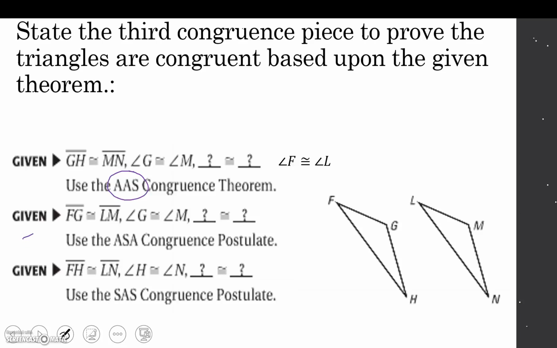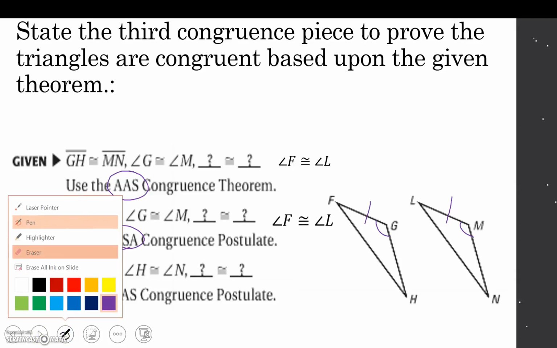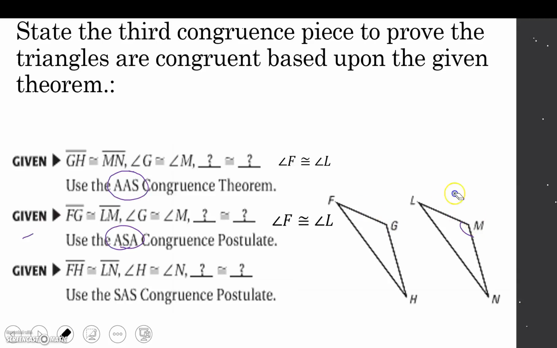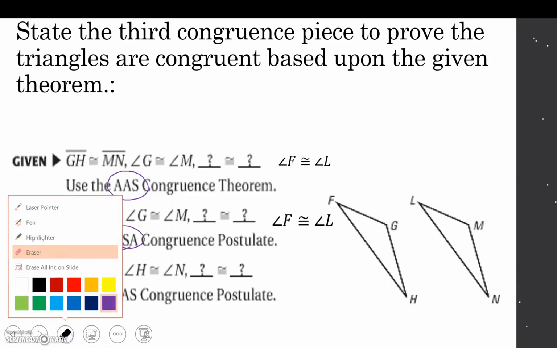We have segment FG is congruent to segment LM. So you see how I'm marking the diagram? It kind of helps me out being able to visualize things a little bit better. So angle G is congruent to angle M. And in this case, I want an angle, side, angle. So this is a little bit different now because I want to make sure that the side is in between. So it ends up being the same answer. In order for the side to be between the 2 angles, we then also need to use angle F is congruent to angle L. Okay, so they're 2 different problems, so it's perfectly okay that they are that way.